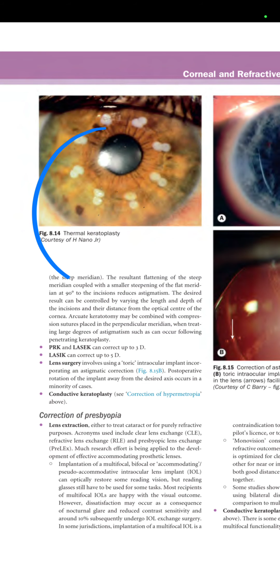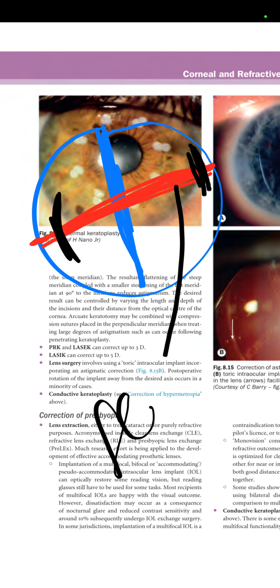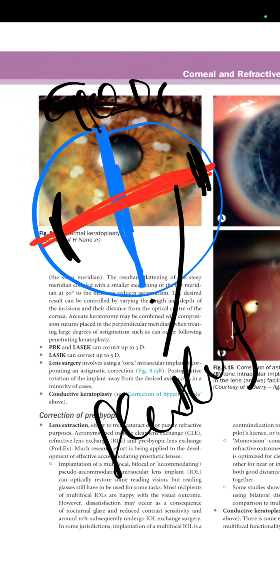Similarly in arcuate keratotomy, for example, this is a steep meridian and this is a flat meridian. In arcuate keratotomy, we give incisions at the steep meridian. What happens is that it causes flattening of this meridian and steepening of the meridian 90 degrees to the axis of this.